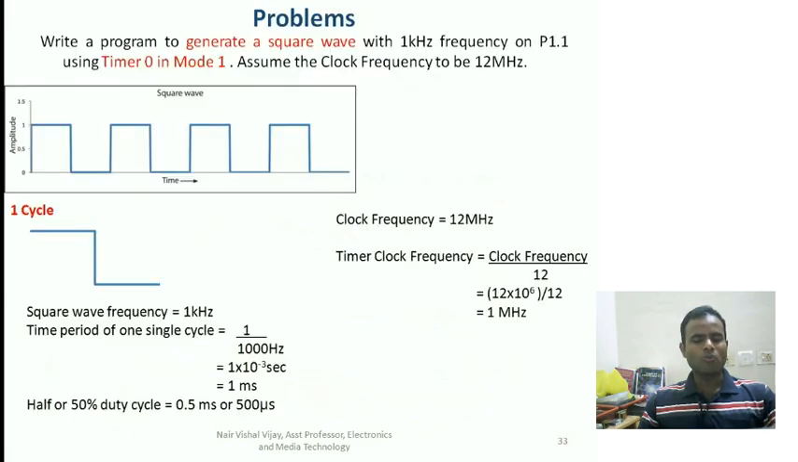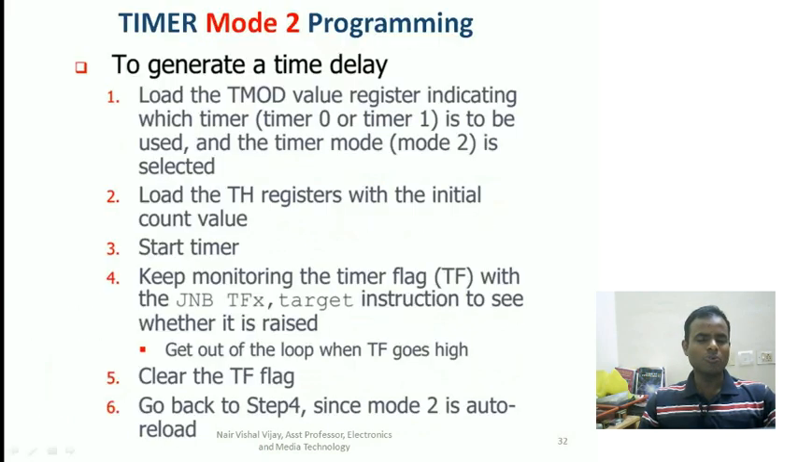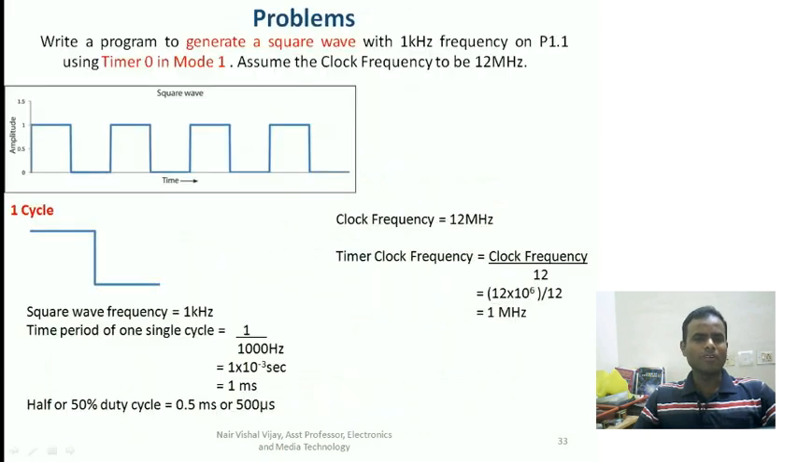So timer mode 1 is a 16-bit timer, timer mode 2 is an 8-bit auto reload mode. So let's see a problem. Now we saw a similar problem with software instructions. Okay, now this problem is: write a program to generate a square wave with 1 kilohertz frequency on port 1.1 using timer 0 in mode 1. Now that's interesting. It's timer 0 in mode 1. Assume the clock frequency to be 12 megahertz.